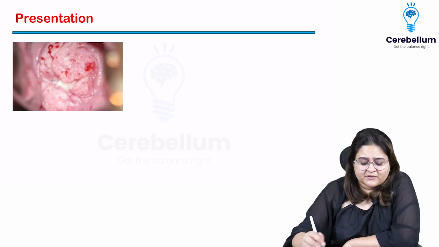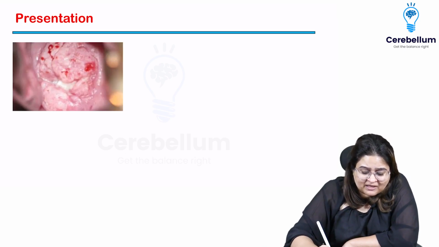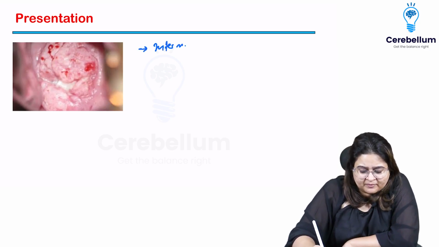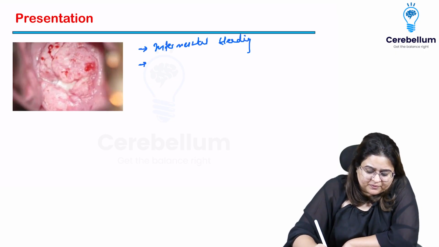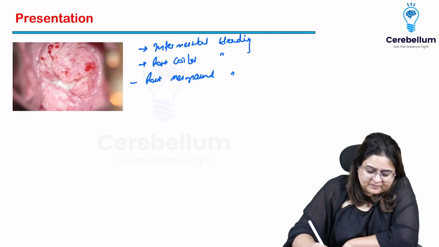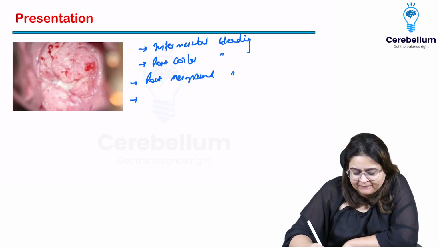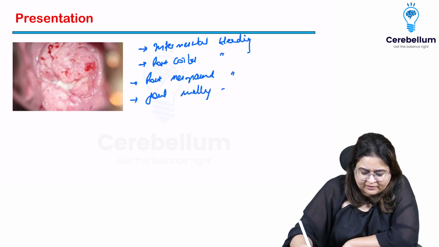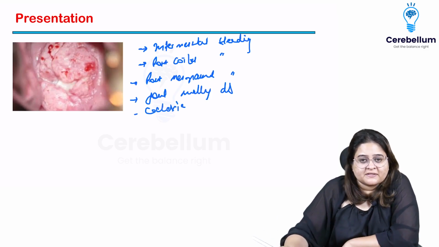How will this patient present with CA cervix? She will present with the classical symptoms. What are the classical symptoms? They could be intermenstrual bleeding. They could be post-coital bleeding. If she's post-menopausal, then post-menopausal bleeding. And there could even be a history of foul smelling vaginal discharge, along with loss of weight and appetite, so cachexia.